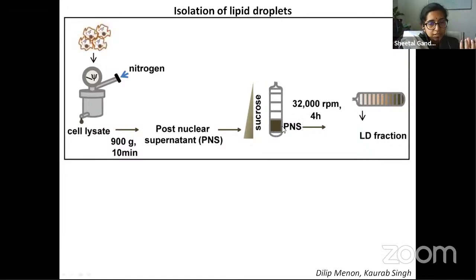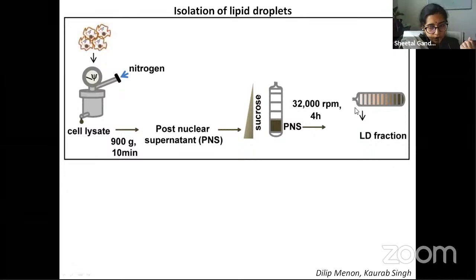You can layer that at the bottom of a sucrose gradient. With the highest concentration of sucrose at the bottom and the lowest concentration of sucrose at the top, and if you apply very high centrifugal forces to this tube, you will have organelles separating from bottom to top on the basis of density. So the most buoyant fraction of the cell will be at the top, and that top fraction is typically your lipid droplet fraction.